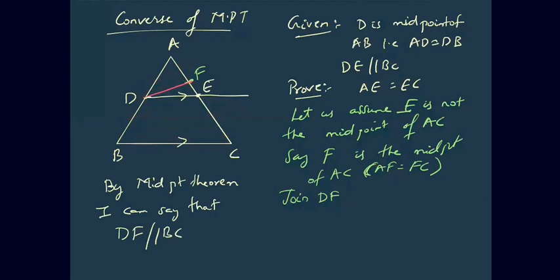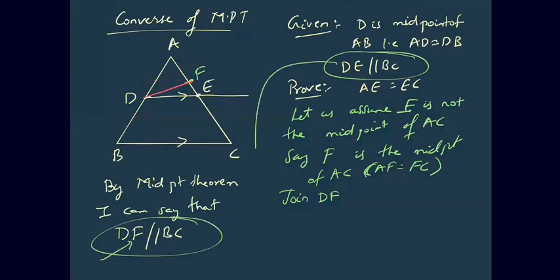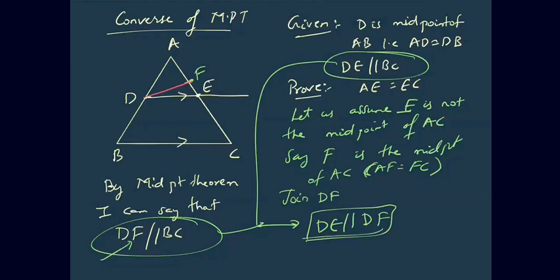Fine. It is also given that DE is parallel to BC, and we have proved that DF is parallel to BC. So by these two things, I can say that DE must be parallel to DF, right? Because if A is parallel to B and B is parallel to C, then A is parallel to C. But we can see that DE and DF intersect at this point D, so these can't be parallel. So this is a contradiction.